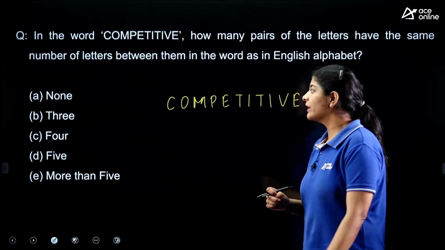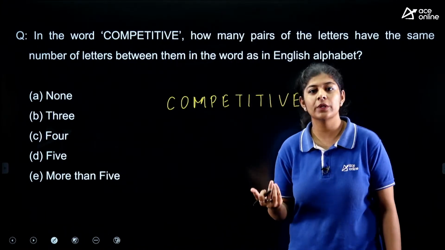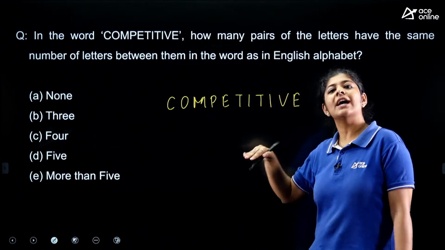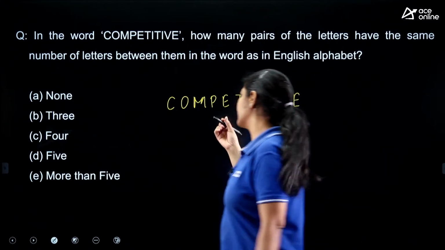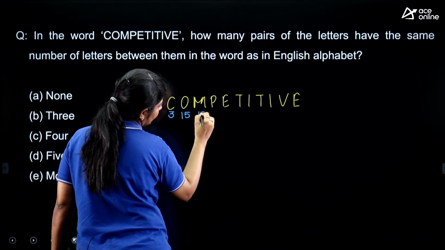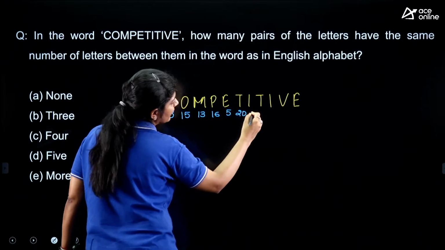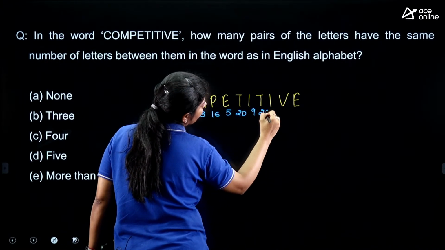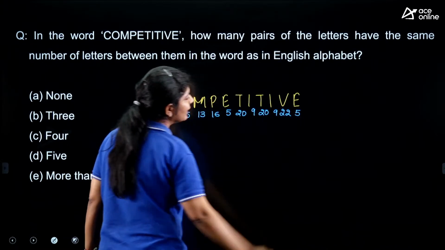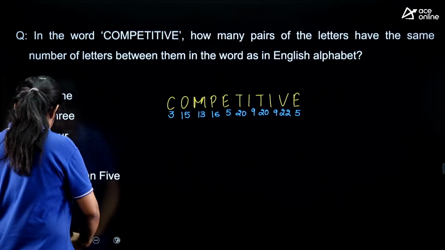Okay, so whenever we have questions from this particular topic, we simply write the spelling and write their associated numbers. So here 3, 15, 13, 16, 5, 29, 22 and 5. These are my associated numbers.